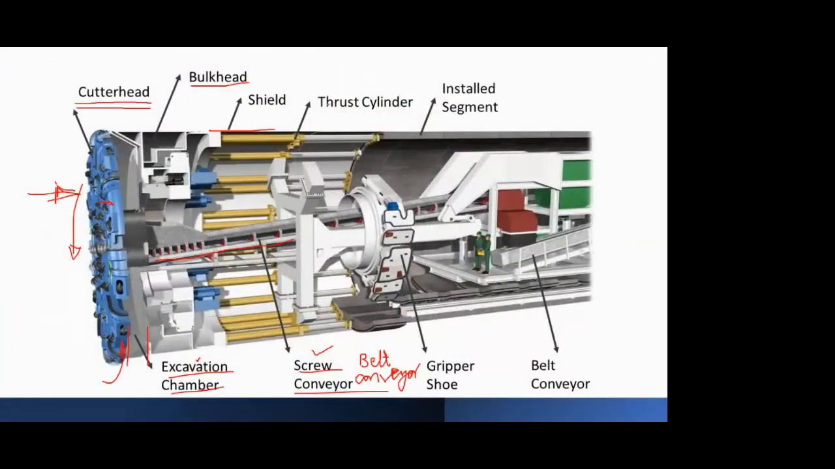For that you have this assembly of thrust cylinders and jacks. Whatever golden color and white color tubes you see, these are the ones which will move your TBM ahead as the work progresses. It's a combination of hydraulic jacks and thrust cylinders. That's the name given to them.